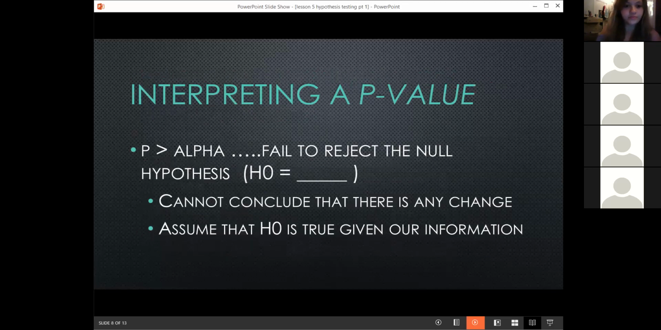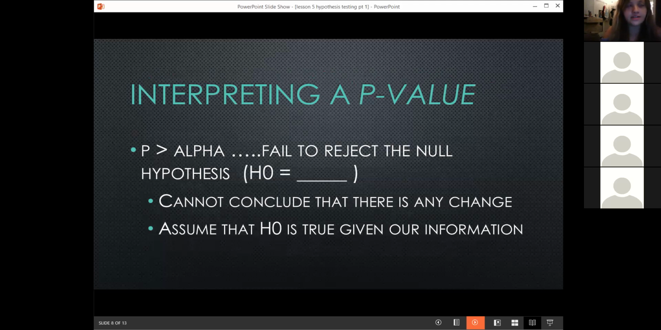So when we're interpreting our p-value, we just talked about if it's smaller or larger, but what does that really mean? Let's say that our p-value is greater than alpha. We don't want it to be greater than alpha, because then we're not going to be able to conclude statistical significance. When our p-value is greater than alpha, we keep the assumption that our null hypothesis is true. We're assuming that there is no change in the population based upon what we got. So we're going to fail to reject the null.